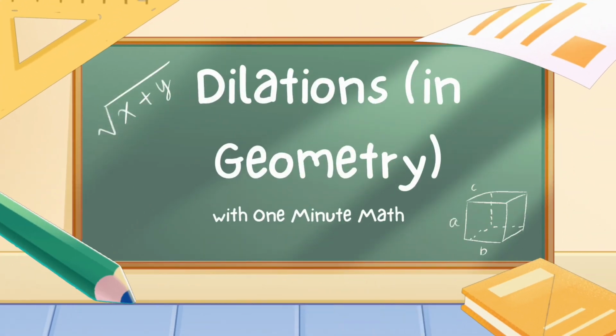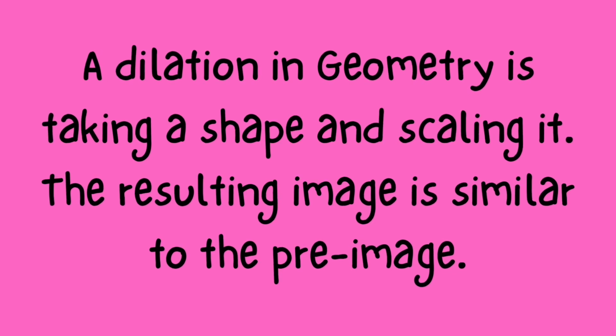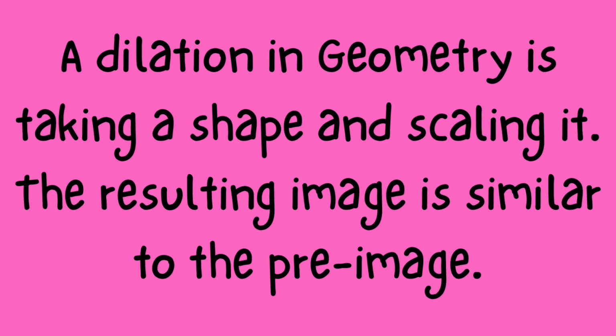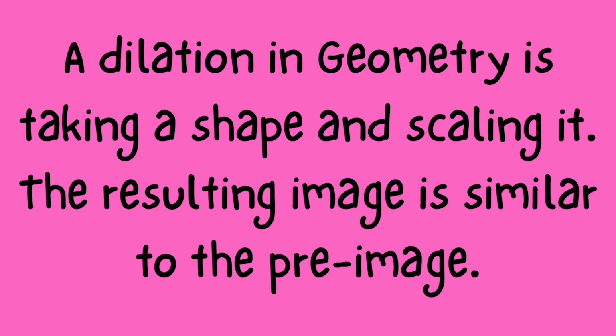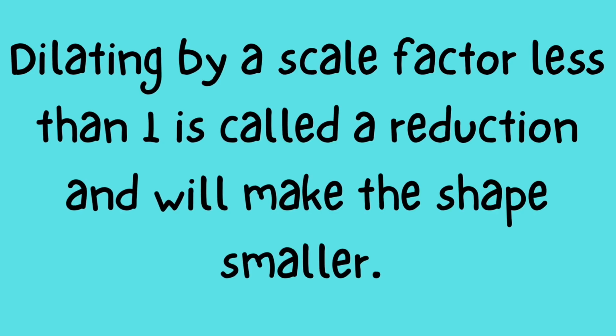Today we're talking about dilations in geometry. A dilation in geometry is taking a shape and scaling it. The resulting image is similar to the pre-image, so that means same shape but different size. Dilating by a scale factor less than 1 is called a reduction and will make the shape smaller.